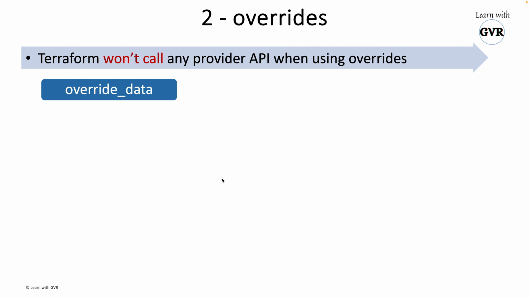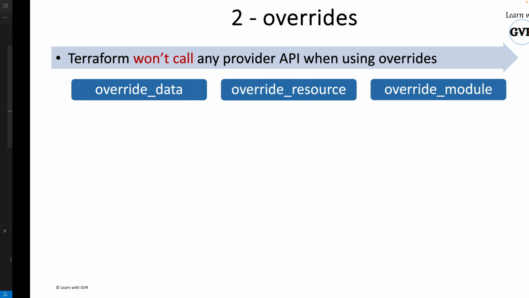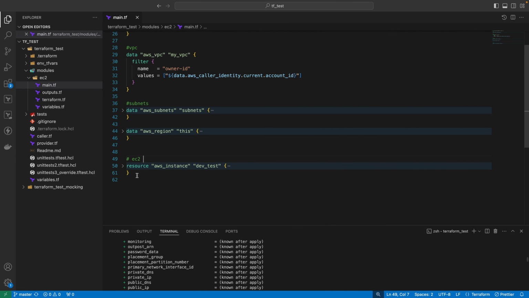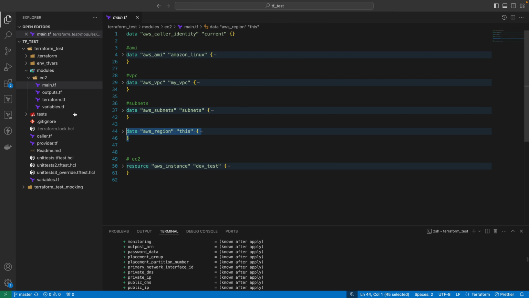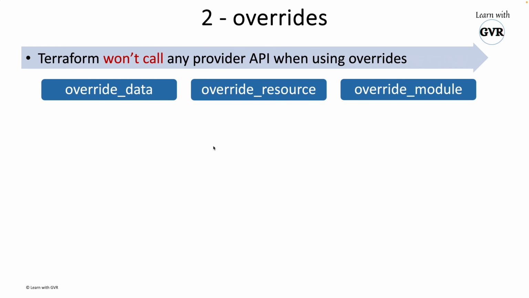Override has three different blocks you can use: override data, override resource, and override module. As the names suggest, this particular block is creating this resource and this data, and the module is this module, but by using the override functionality you can override the existing ones for your test case, right? We will see in the demo.